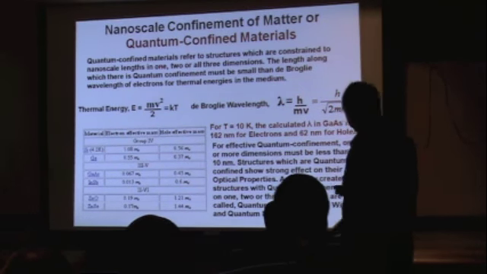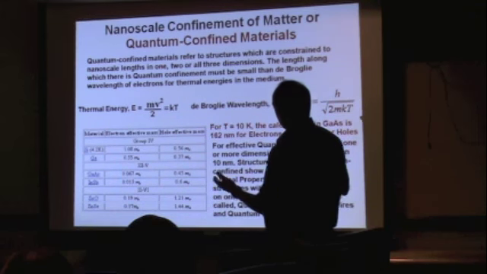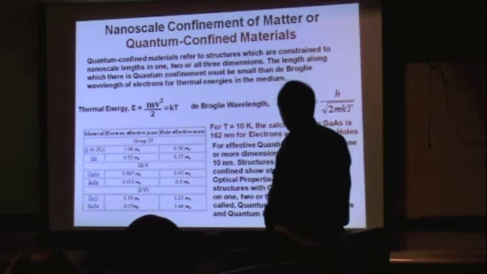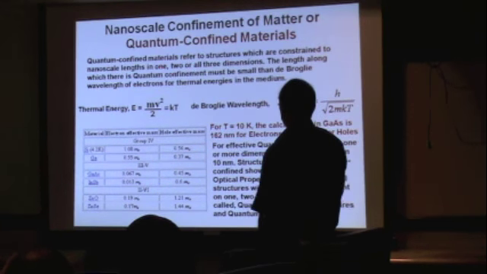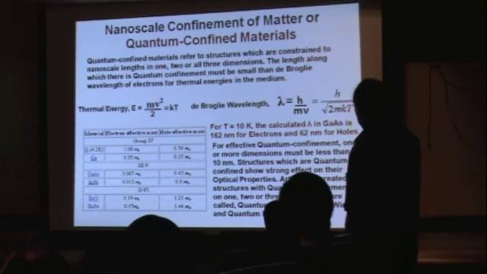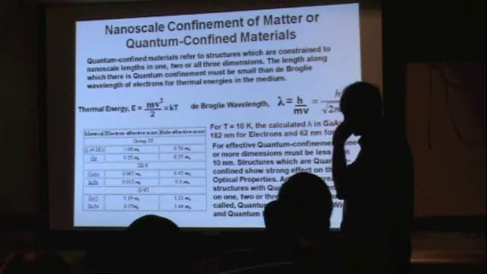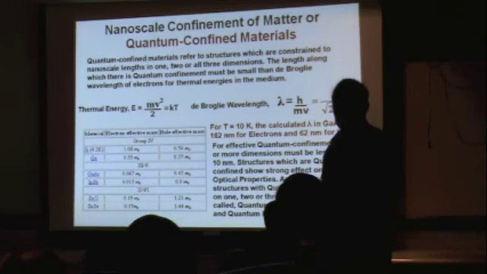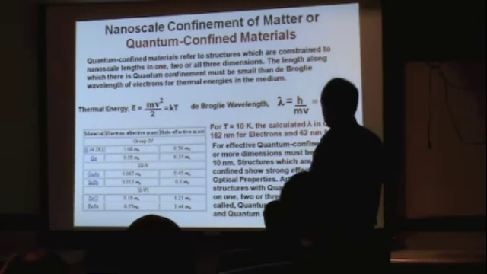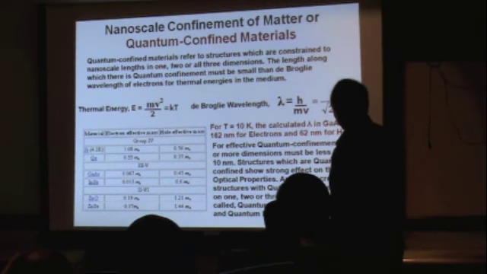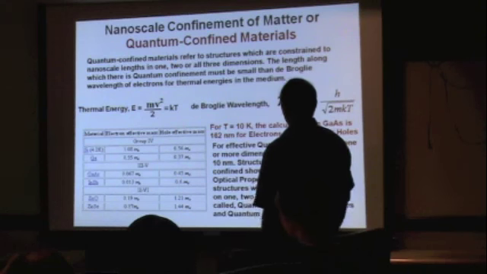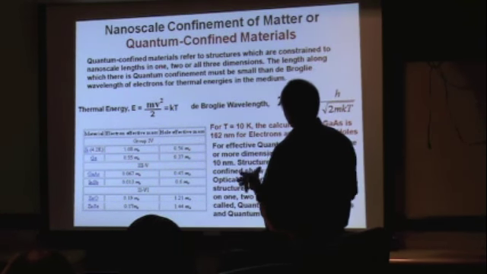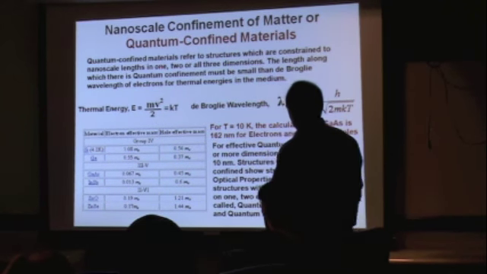So if you want to know what the size of a nanoparticle should be so that you start seeing quantum mechanical effects, then the answer is that it has to be of the order of this number or smaller than this. If you put in some numbers here, let's say for 10 degrees Kelvin, very low temperature, you can calculate the de Broglie wavelength in gallium arsenide. It's about 162 nanometers for electrons. And let's not worry about volts. So what it tells us is that if you want to have nanoscale quantum effects, then the size of the structure has to be less than 162 nanometers.